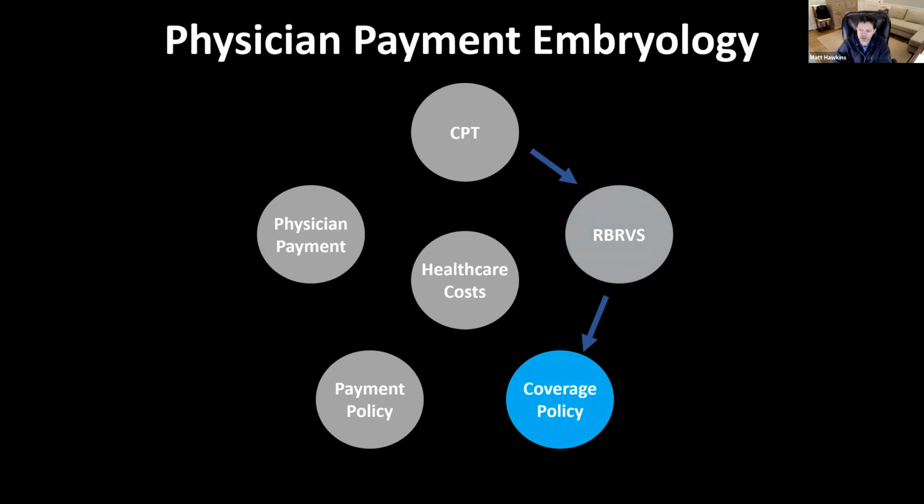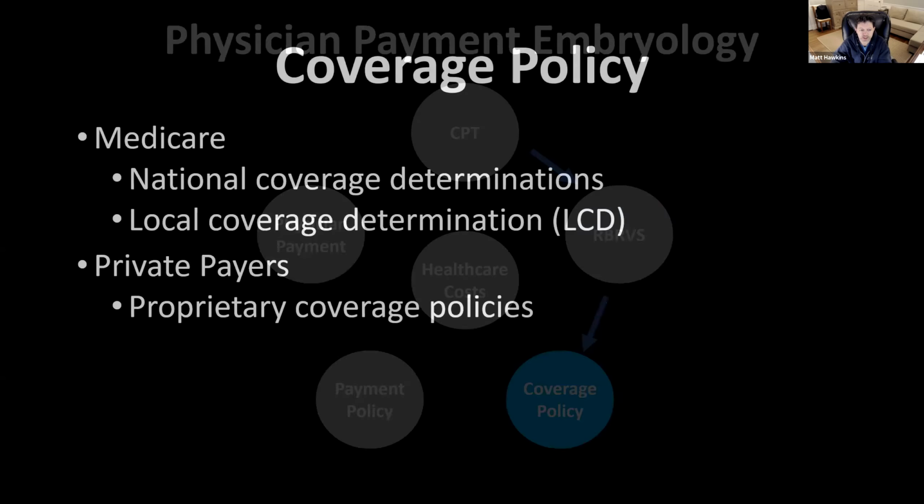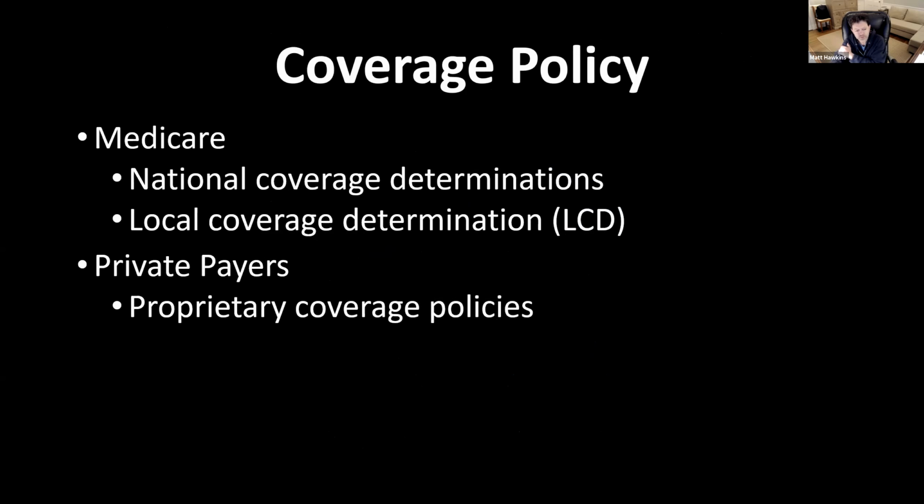So let's get into coverage policy. CMS has said, yep, we're going to pay for it. This is what the RVUs are for professional work. This is what the RVUs are for practice expense. And then what happens? For Medicare, there are two types of coverage determinations. There are national coverage determinations and then what are called local coverage determinations, or LCDs. LCDs are much more common. And bottom line, there are 6 Medicare contractors across the United States.